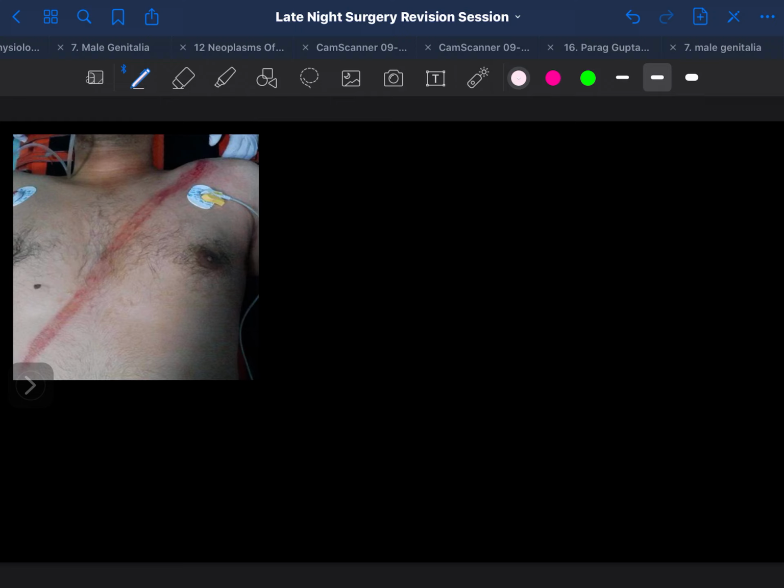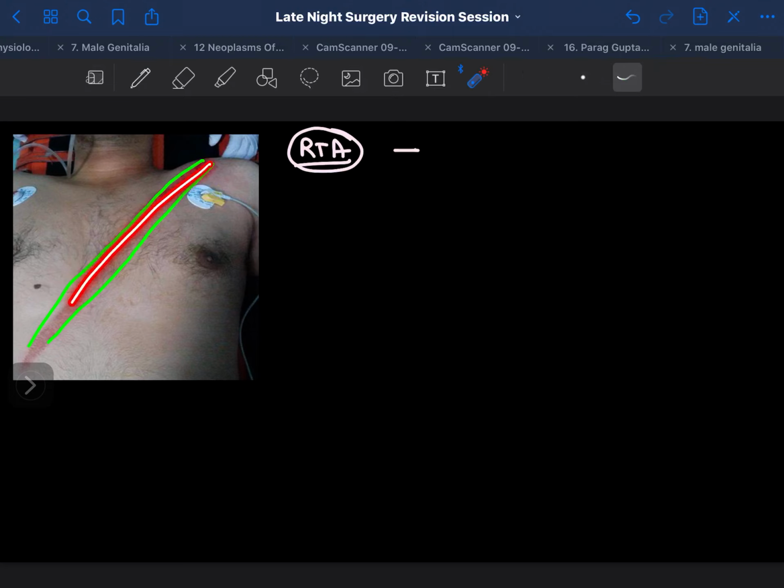Now let us move on and talk about the next image. So let's say that this is a patient who is coming to you after a road traffic accident. The patient was driving a vehicle and met with an accident. Just by looking at this particular patient, what you're able to appreciate is that this patient is suffering from a seat belt injury. You understand my point? This kind of marking is very much suggestive that the patient is suffering from something called a seat belt injury.